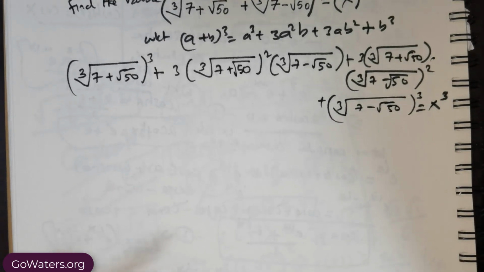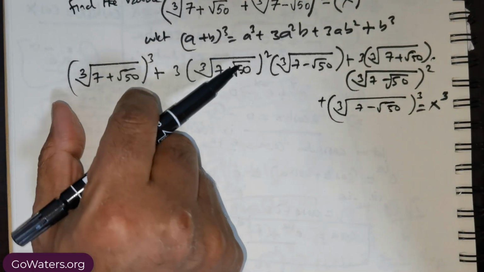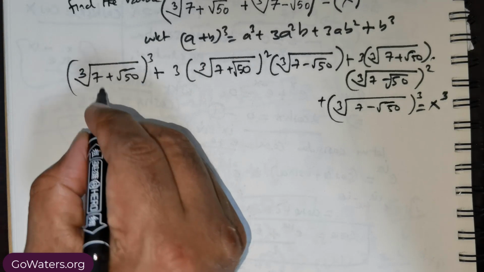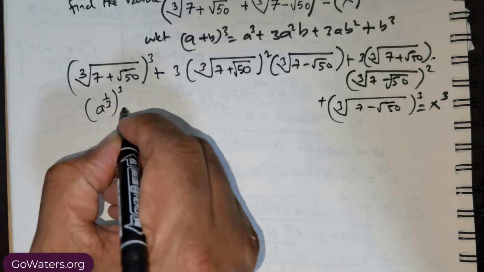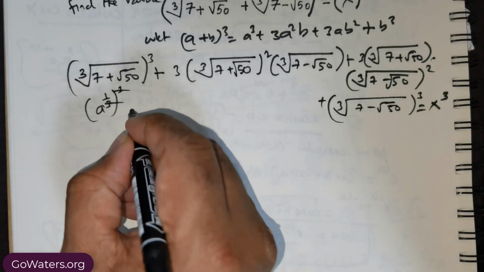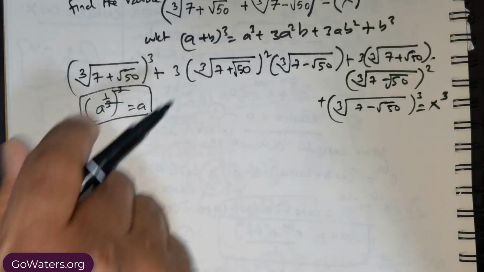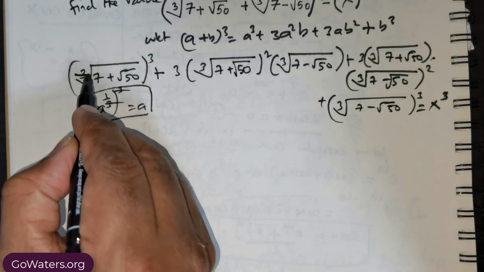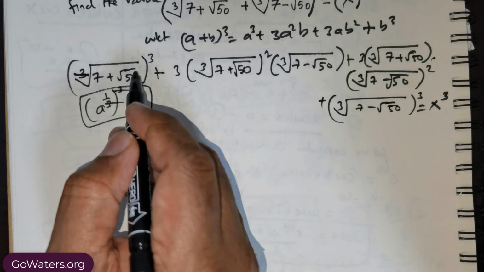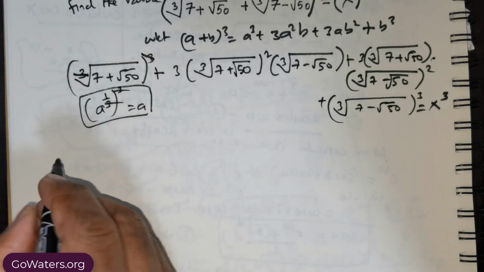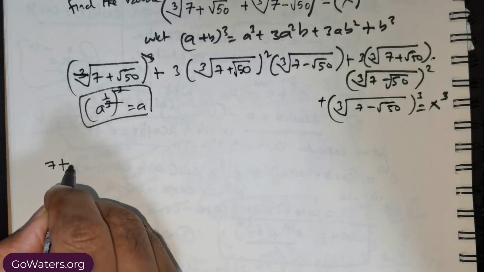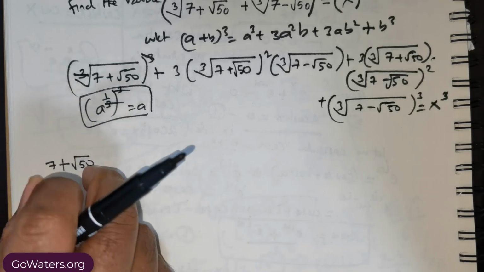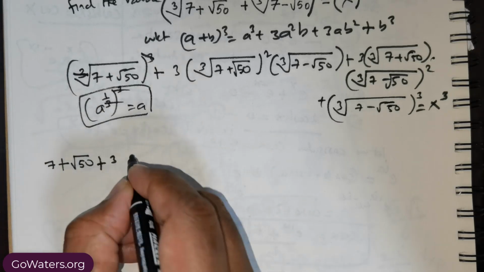Now let me have this settled down. If you have a raised to the power of 1 over 3 and you raise it to the power of 3, what happens? The 3 and 3 get cancelled, giving you a. That's exactly what's going to happen here. The cube root and the cube will neutralize, giving me a quantity of this fashion: 7 + root 50. Followed by 3 times.